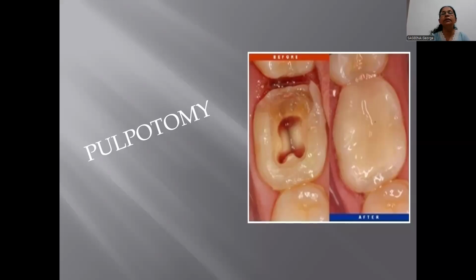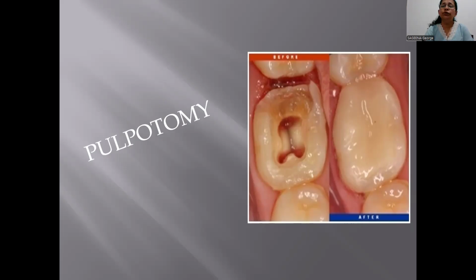Today we will be discussing pulpotomy. As you all know, pulpotomy is a pediatric endodontic treatment modality. And which are the other pediatric endodontic treatment modalities? We have indirect pulp capping, direct pulp capping, and pulpectomy.